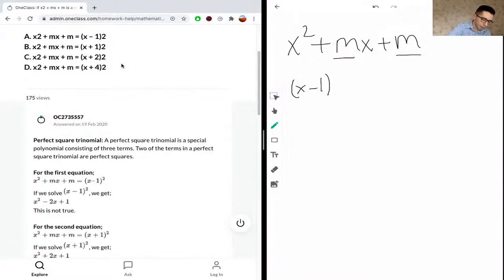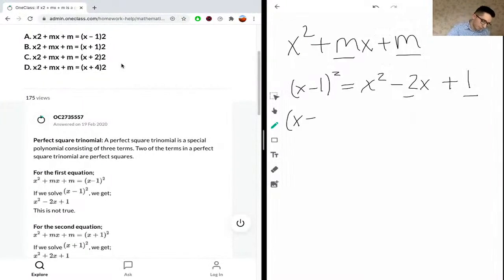x minus 1 squared is equal to x squared, the first term squared, and then minus 2 times x times 1, so minus 2x, and then the last term squared, plus 1 squared, which is just 1. Okay, so we can right away see that option A is not correct because this term and this term are not equivalent. Let's go through option B.